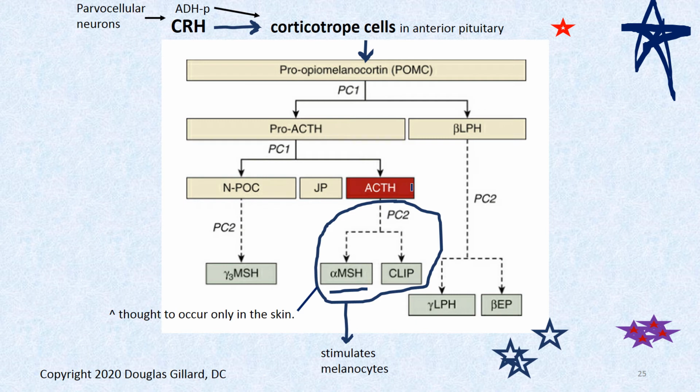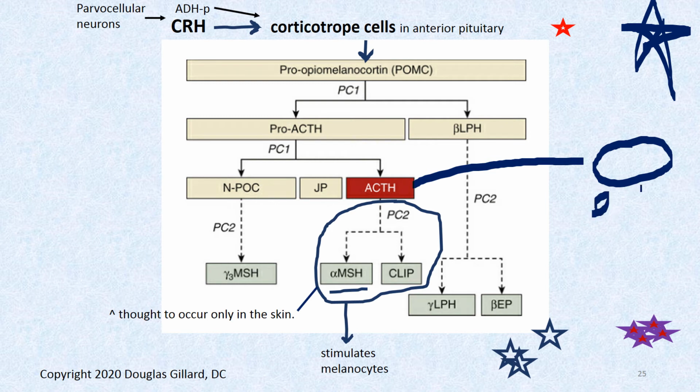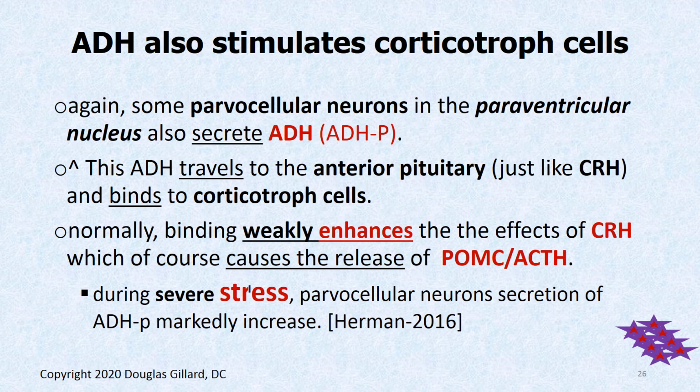ACTH goes, and of course binds to the adrenal gland here to make DHEA. I don't need to write that, do I? DHEA, and to release cortisol. But also, if enough of it accumulates, PC2 can work on it in the skin and make alpha MSH, which stimulates the melanocytes to produce melanin and color the skin, give you a blotchy color. And you can see the other pathways. There's more to the story, but we're already deep enough into the weeds, we won't even worry about that.